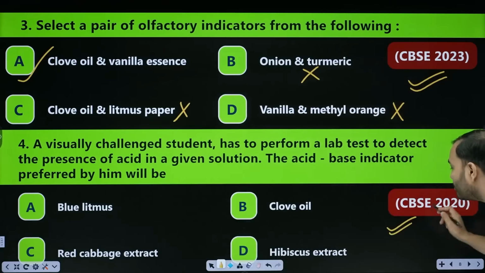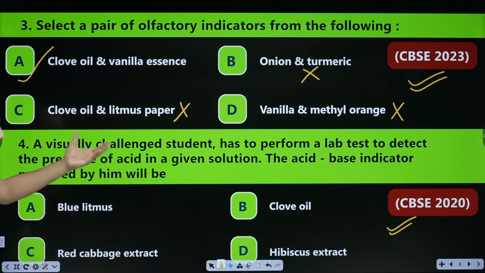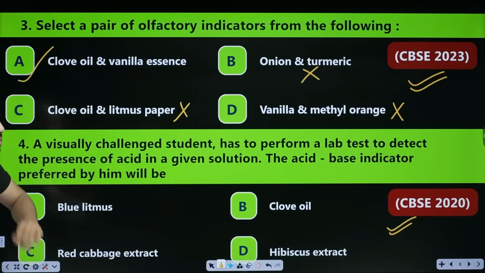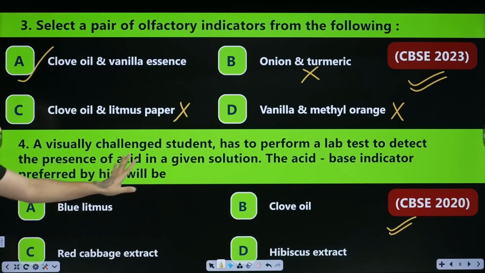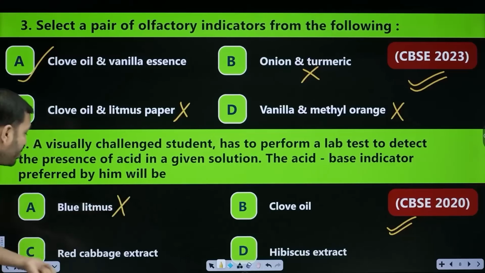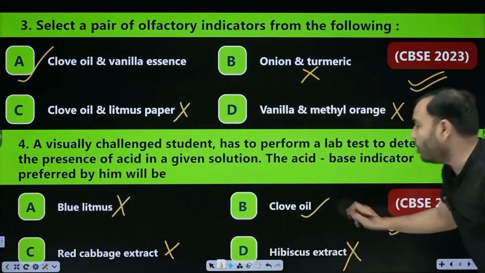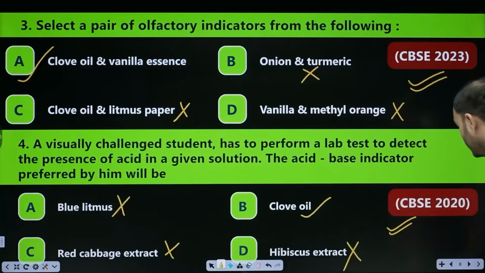Next, CBSE 2020's question. A visually challenged student, the one who cannot see, has to perform a lab test to detect the presence of acid in a given solution. The acid base indicator preferred by him. What would he choose? The one who cannot see, colors of litmus paper, red cabbage. These things were not taught. What did we teach you? Clove oil was taught. He will know by smelling.